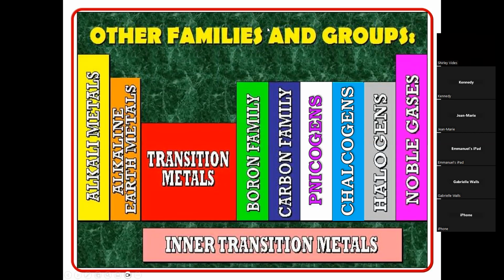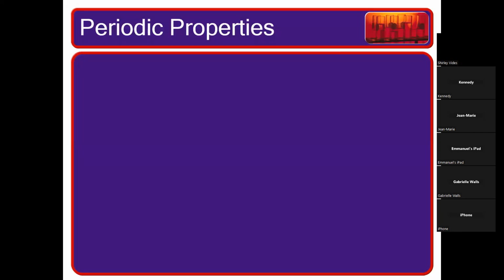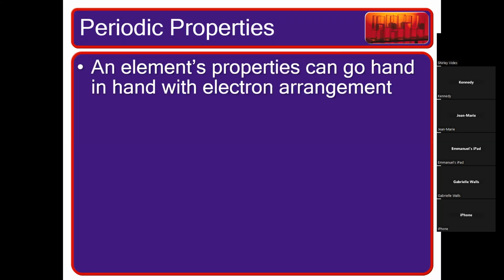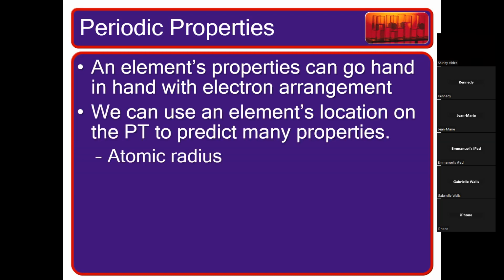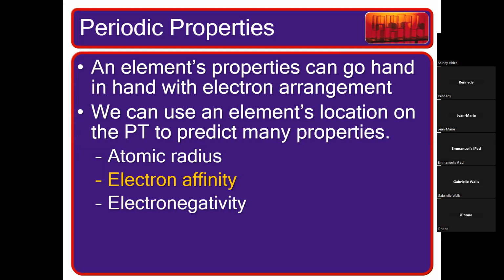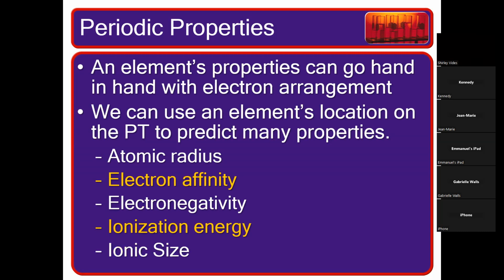All right, so let's keep going. Now, of these periodic properties we talked about, these are the ones that we're going to look at. Atomic radius, that is how large an atom is. Electron affinity, we'll define that later. Electronegativity, ionization energy, and ionic size. Again, that's how large an ion is.